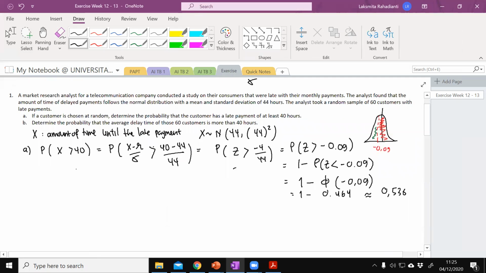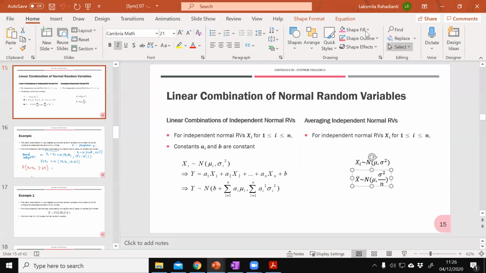Now let's move on to question B. On question B, what is asked of you is no longer the probability of one customer's delay, but the average delay of 60 customers, or the average of 60 X's, 60 random variables. If you recall, when we studied the combinations of various random variables, we already looked at what happens when you average some independent normal random variables.